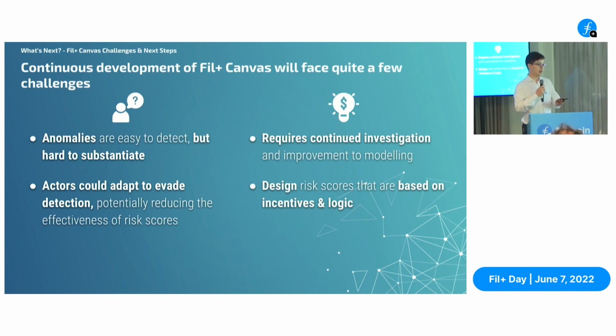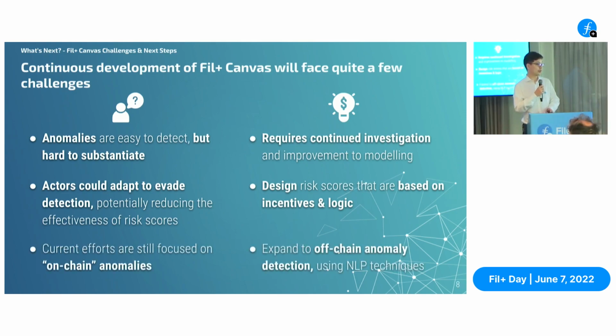But I think we can combat this by designing risk scores so that any deviation away from their risk scores would be against their incentives. So we're trying to design the risk scores in a robust way, to still hold up against any kind of adaptation from the players.